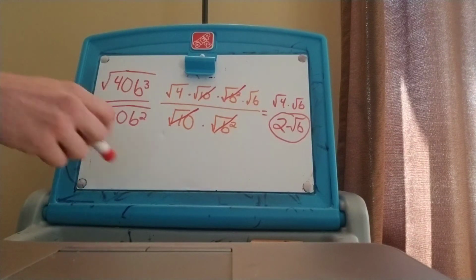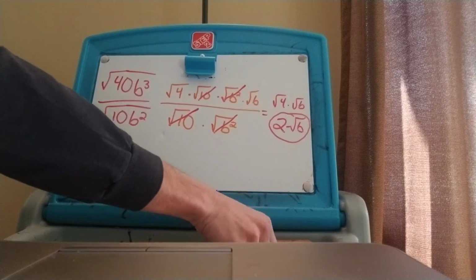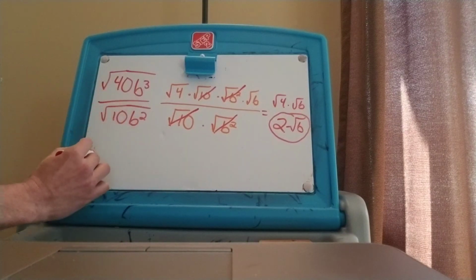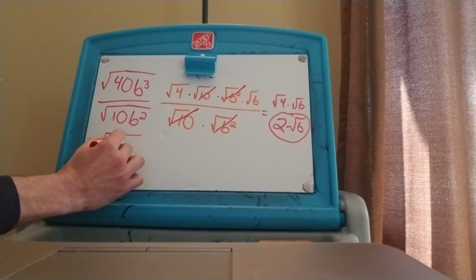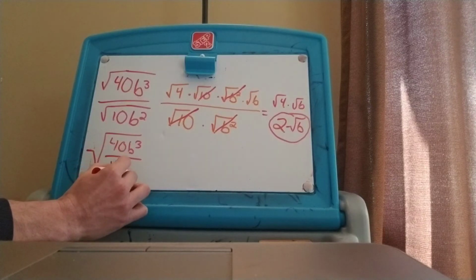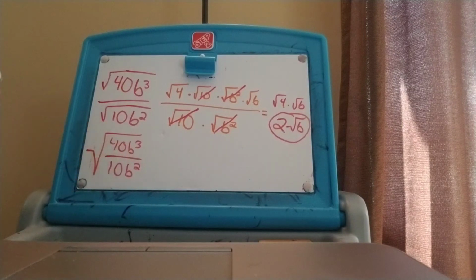All right, so now I'm going to do the same problem one more time. I'm going to simplify it first. So I'm actually going to rewrite it in one giant radical. All right, so same problem, just rewriting it this way. And now I'm going to look to simplify it how I can.